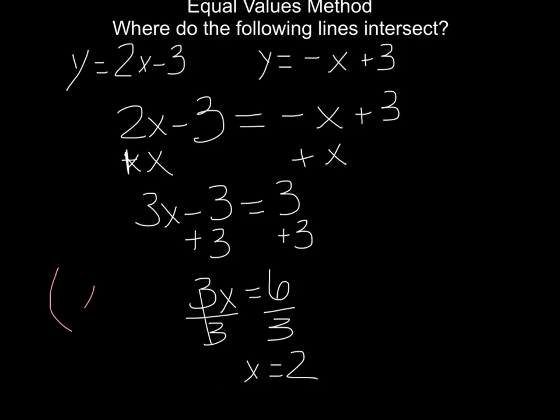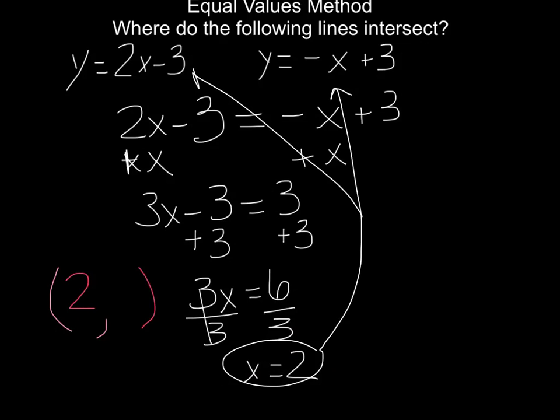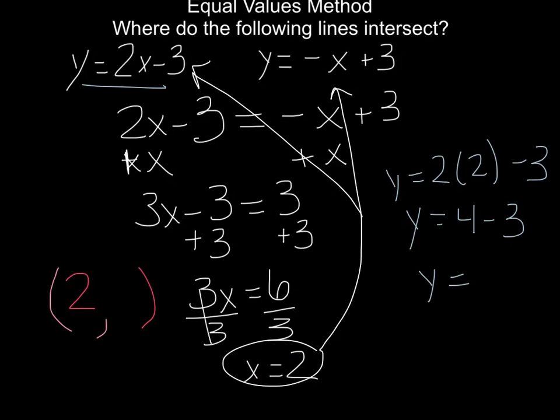We know our x will equal 2, and we're now looking to figure out what our y will be when x is 2. So we can take this x equals 2 and plug it back into either that equation or this one and figure out what the y coordinate would be. I'm going to go with this first one here and say y equals 2 times 2 minus 3, and y equals 4 minus 3, or y equals 1.